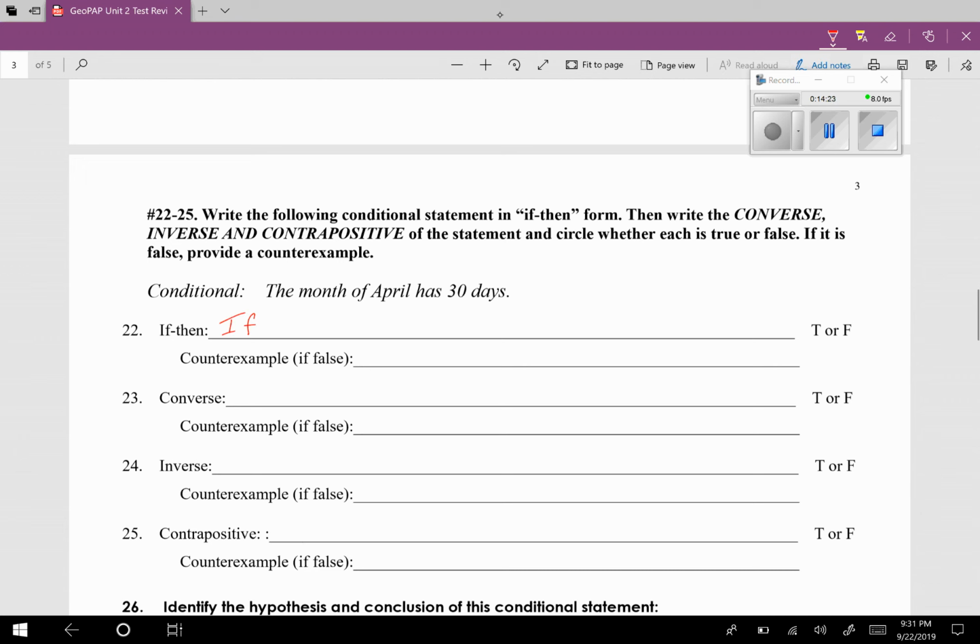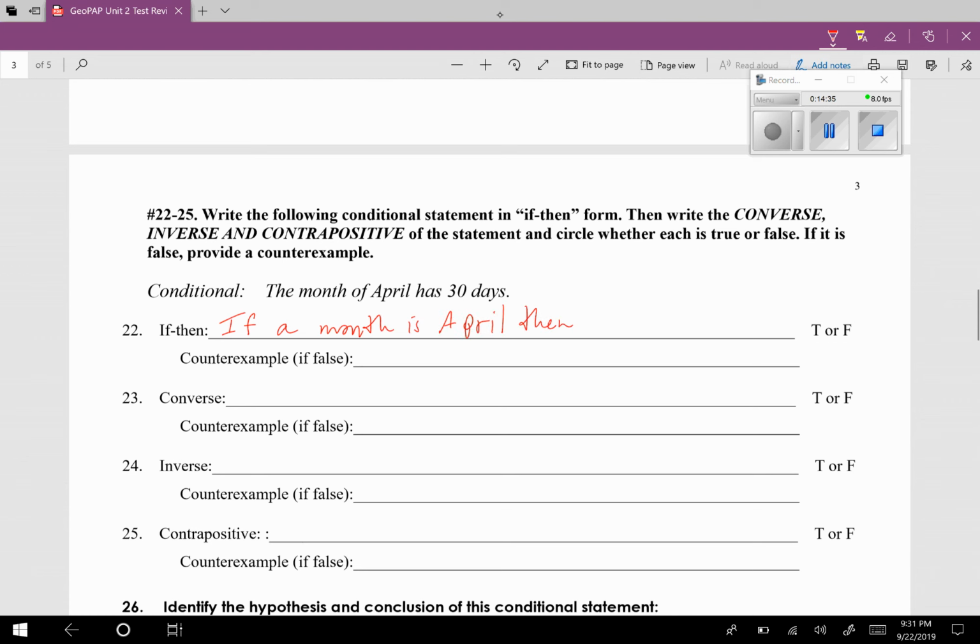If a month is April, then it has 30 days. Okay. If a month is April, then it has 30 days. Okay, that's true, because April does have 30 days. All right, so then let's go down here.